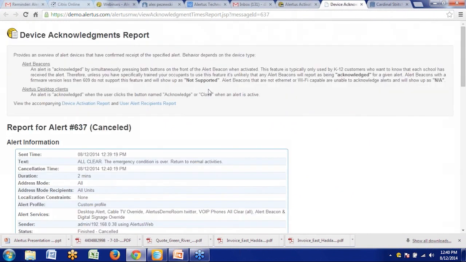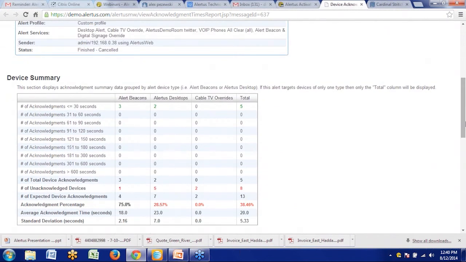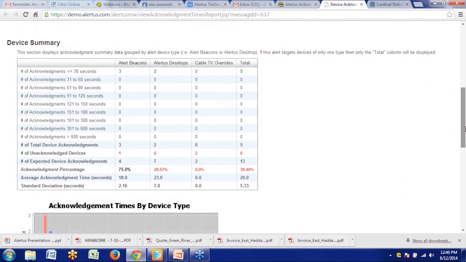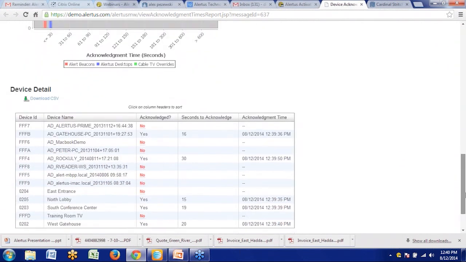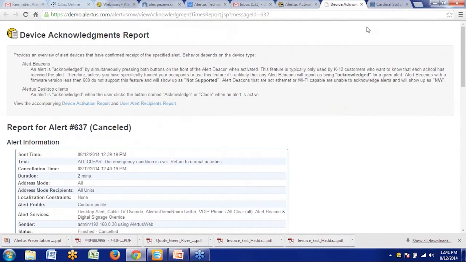Let me jump into device acknowledgments. So each time I went over and acknowledged the alert beacon, we got an alert beacon acknowledgement back, and also the desktops. I acknowledged those, both the PC sitting in front of me and the desktop behind me. So you get statistics reported based upon who's acknowledging, which devices are being activated over time, and then an audit report that can also be exported via a CSV file to be opened in Excel, something like that.